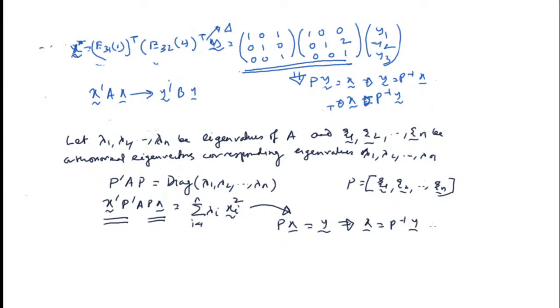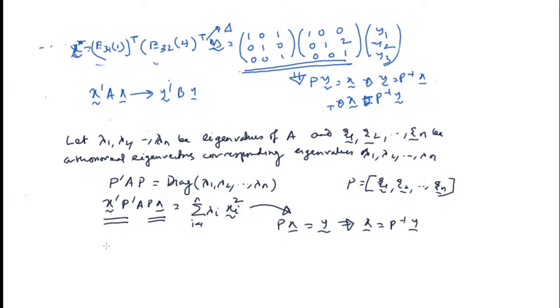Actually, why this is needed: if you reduce any quadratic form to a canonical form, then you can easily classify the quadratic form, whether it is positive definite, positive semi-definite, negative definite, indefinite, or negative semi-definite. Otherwise, from a general quadratic form, that is x prime A x, you cannot classify it. For classification of a quadratic form, you need to reduce it to its canonical form. Okay, this is all about canonical form.